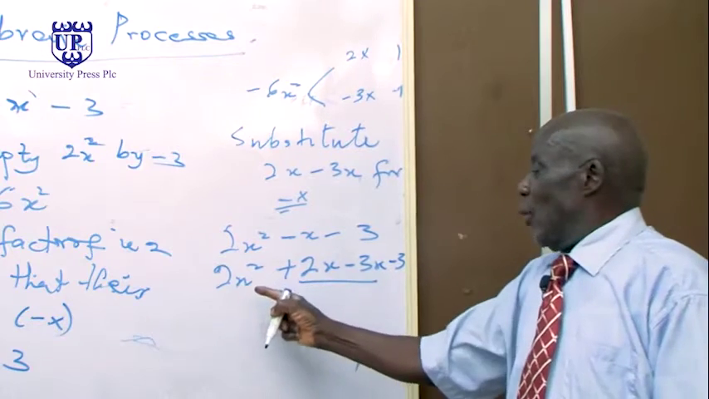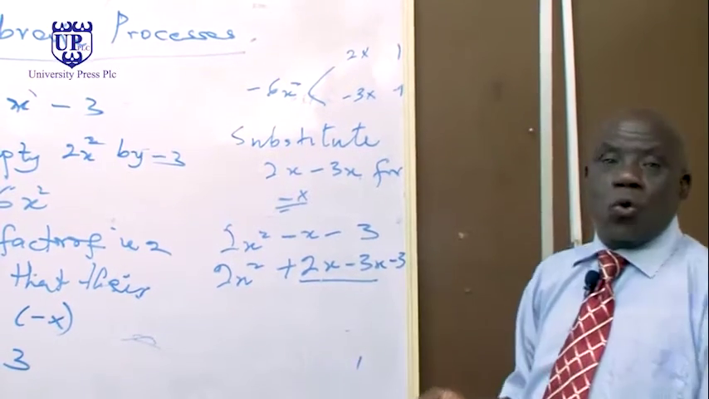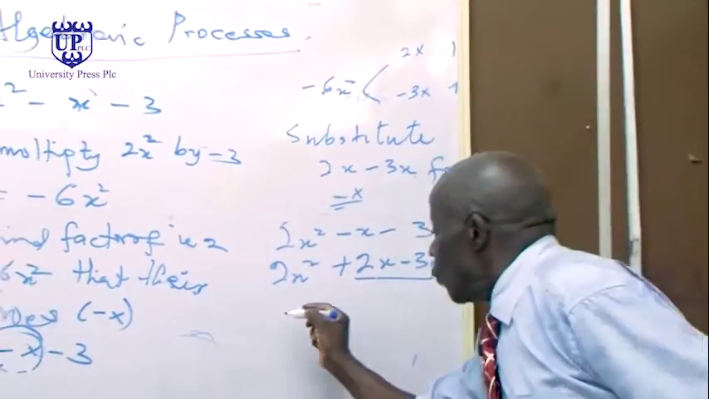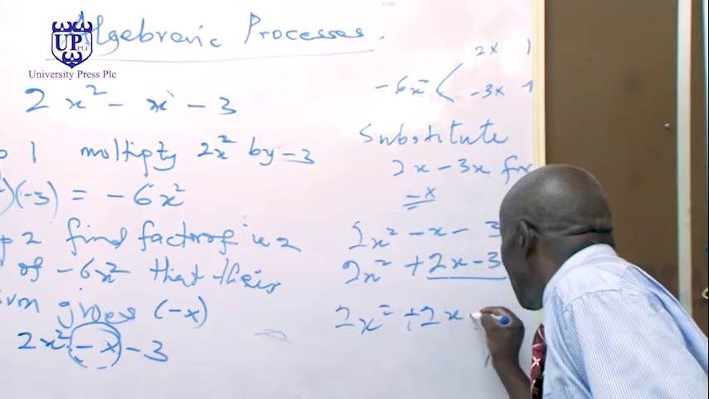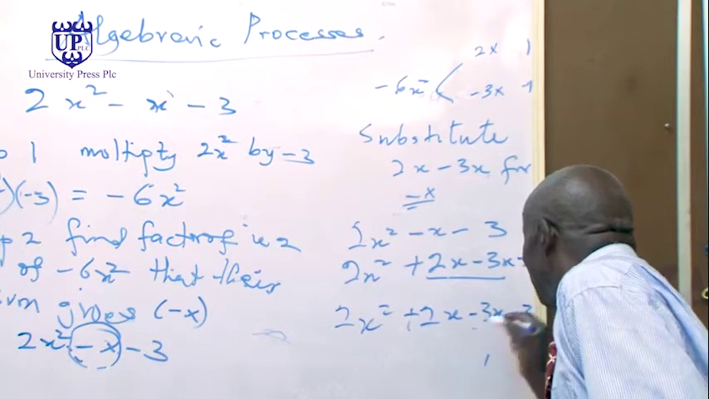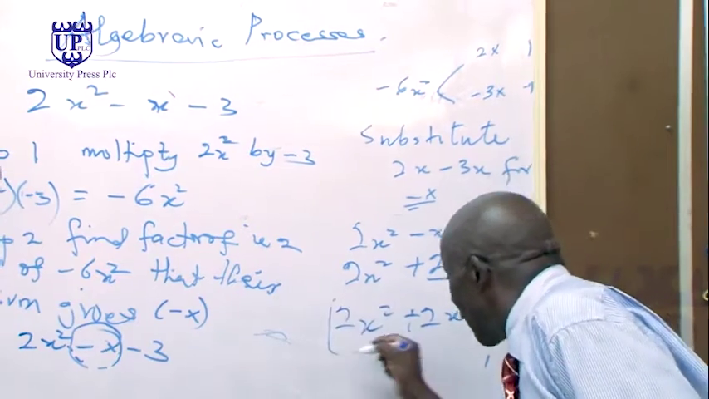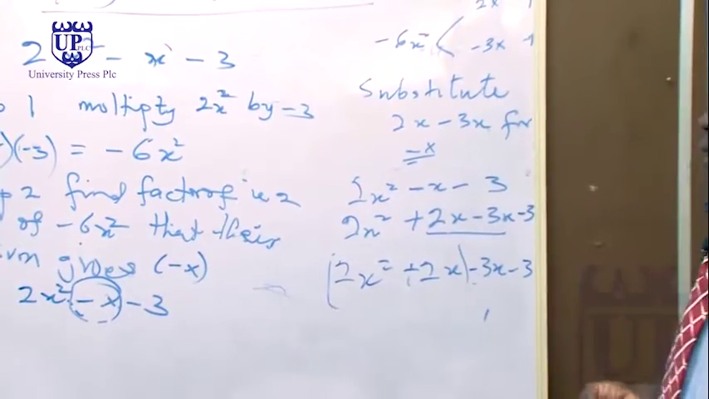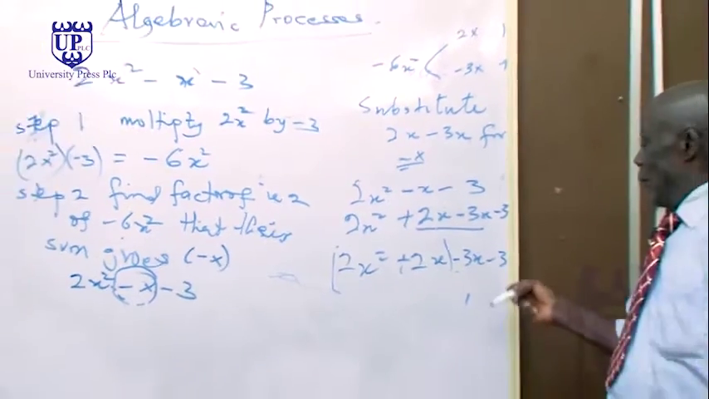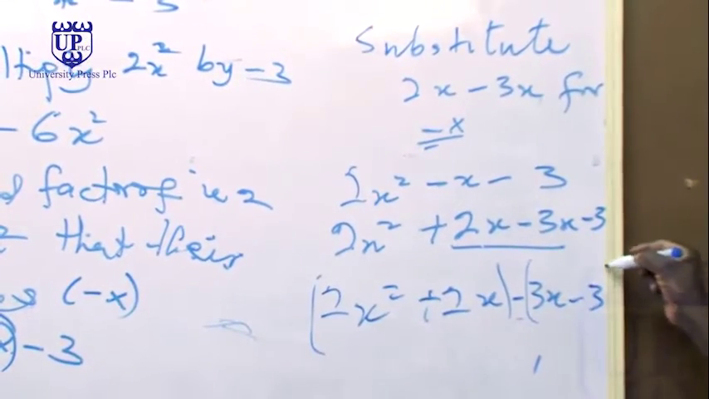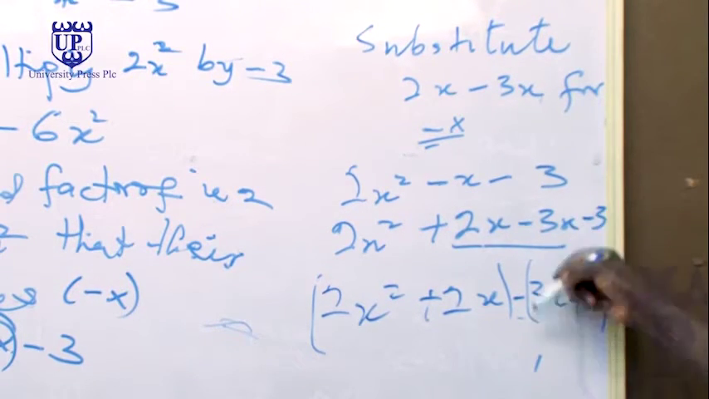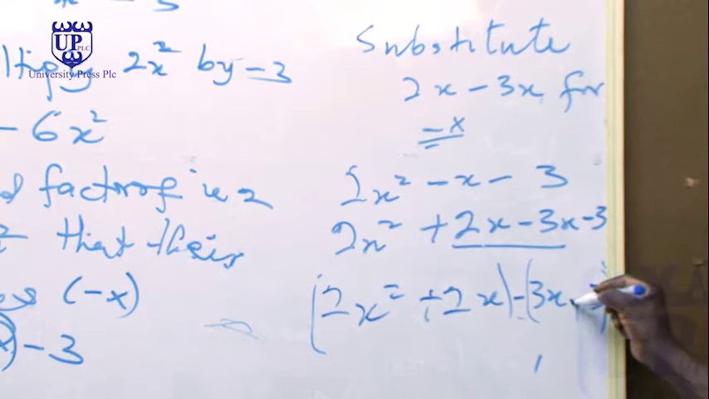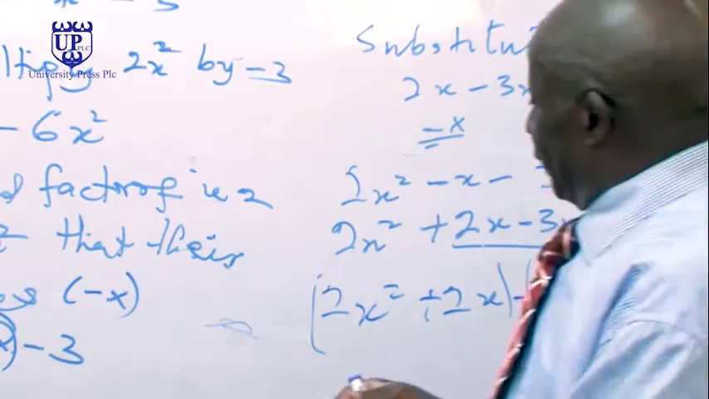Look at this. We have 4 terms: 1, 2, 3, 4. Then you group. 2x squared plus 2x, minus 3x minus 3. Then you group this one. Boys and girls, if you want to put a bracket here, for God's sake, this sign changes. If you introduce a bracket here, this sign changes. Please take note. Let's continue.